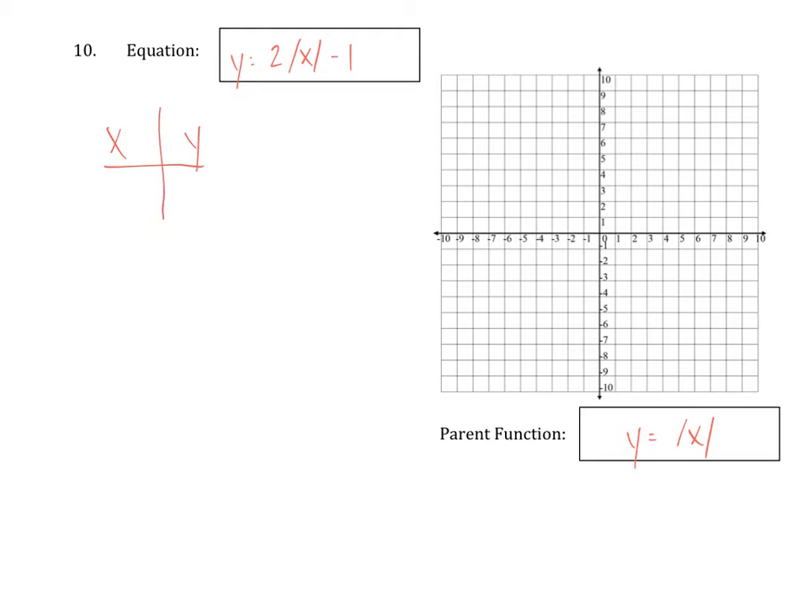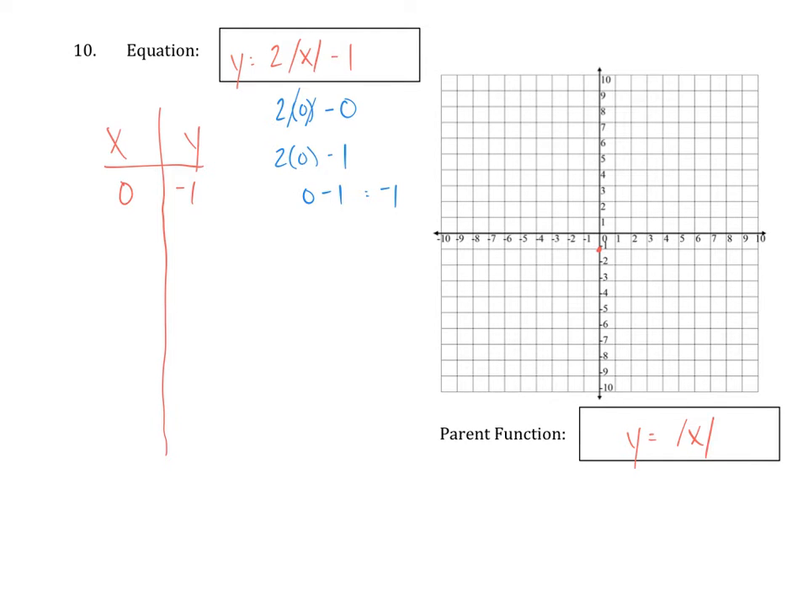And in that table, remember we want to pick numbers that are going to be easy. So first, let's pick 0 and see what happens at 0. So if we pick 0, that's 2 times the absolute value of 0 minus 1. The absolute value of 0 is 0. 2 times 0 is 0. 0 minus 1 is negative 1. All right, so 0, negative 1 is one of my points.